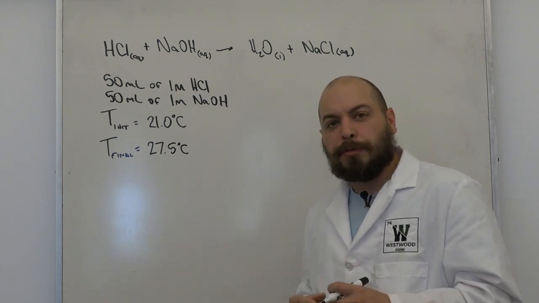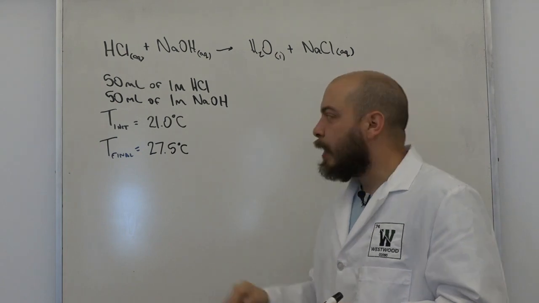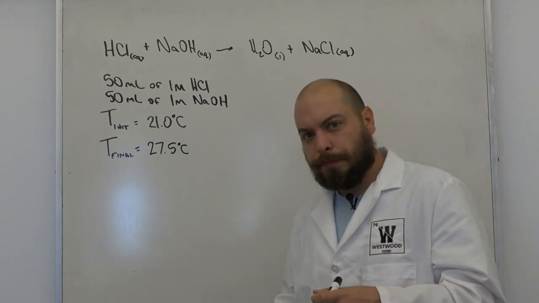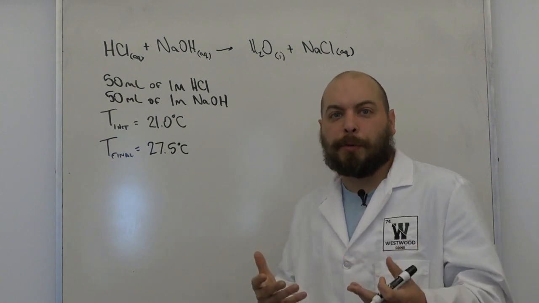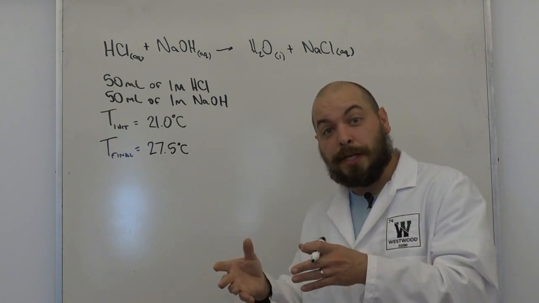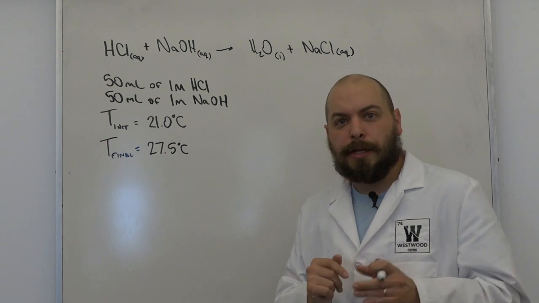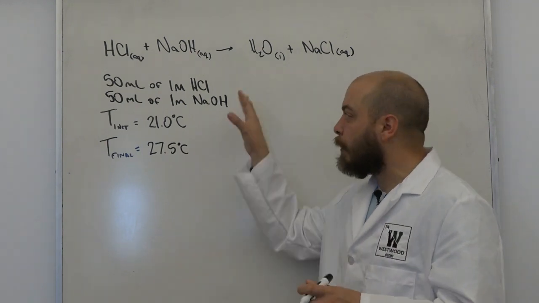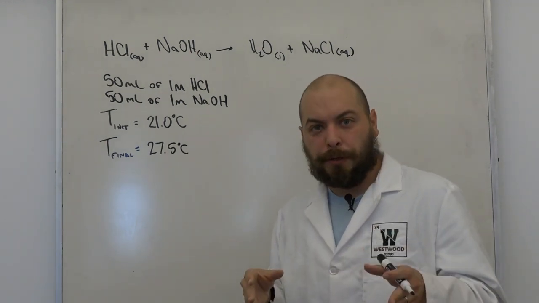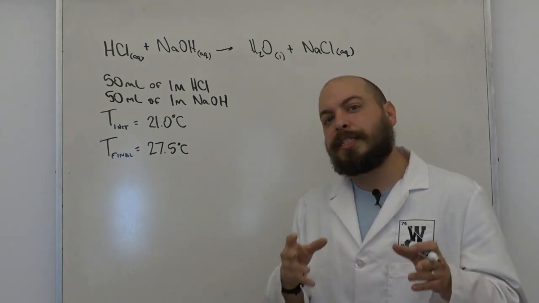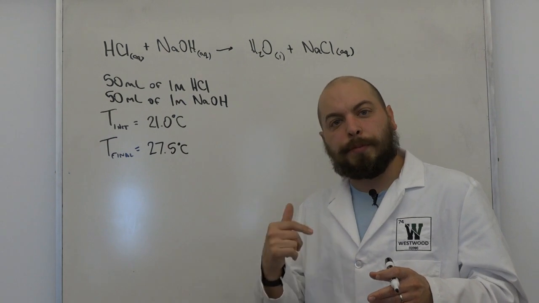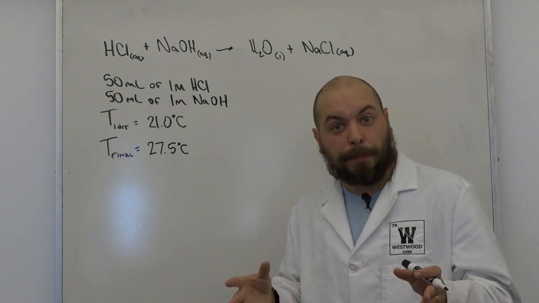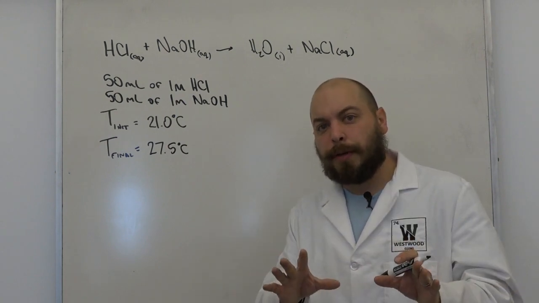So there are a couple of assumptions we make. The first assumption we make is that we assume any solution that is not pure water is going to have the same properties of water in terms of specific heat and density. So we're going to assume the density of this solution is 1 gram per milliliter, and we're going to assume that the specific heat of the solution is 4.18 joules per gram degree Celsius, which is the same as that of water.